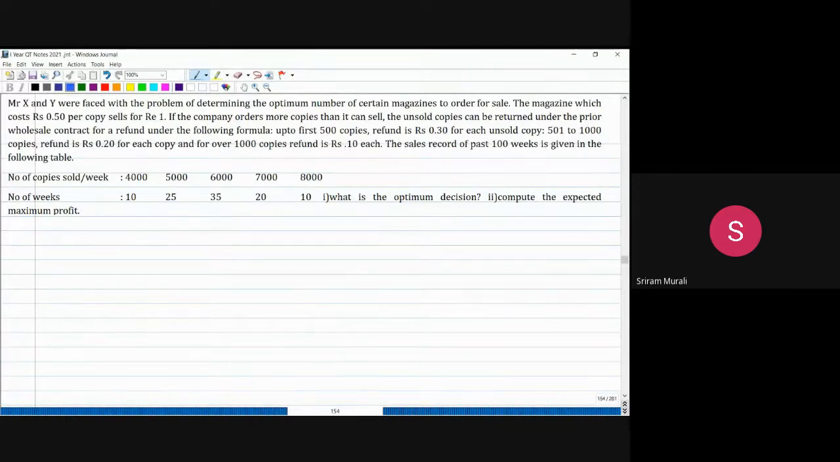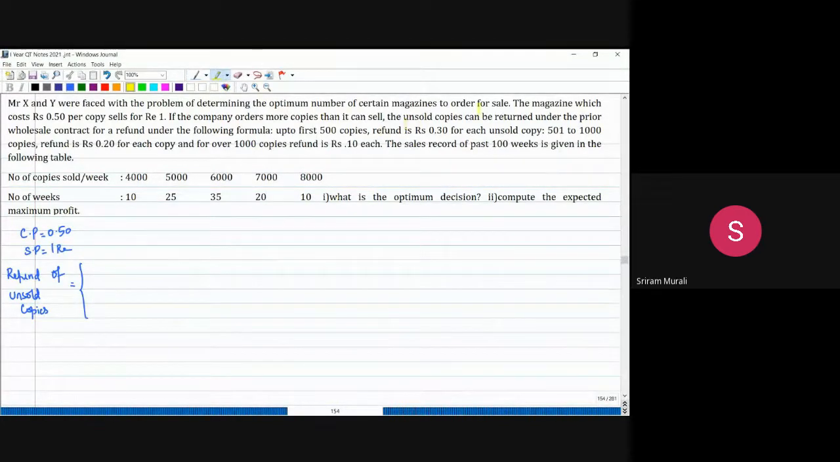So the sales record for the past 100 weeks is given. So we want to know, formulate the table, find the expected profit. So what is the cost price? 50 paise. What is the selling price? 1 rupee. So what does the refund status say? What is the refund of unsold copies? This is a new scenario. First sentence.